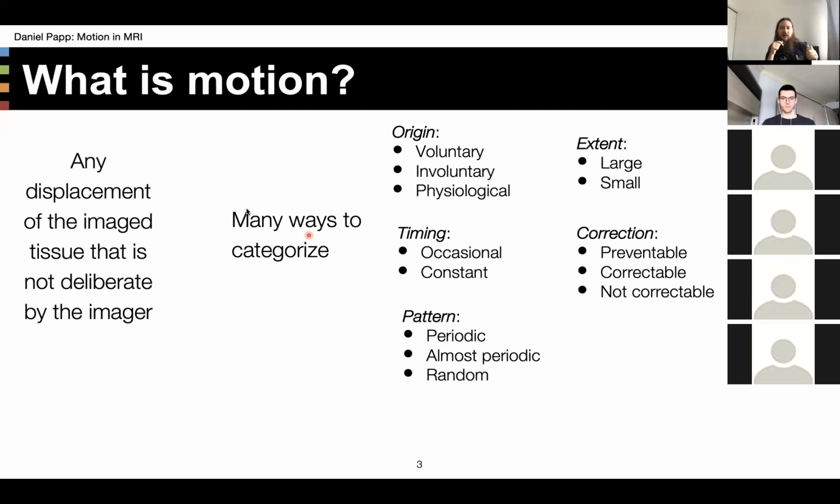So for example, if you have somebody in there with a movement disorder and they do a jerk, that's something that's involuntary, occasional, random, usually large, ideally preventable, but hopefully correctable. If you have, for example, heartbeat, then you will have a physiological, constant, periodic, small, and most of the time not correctable flow artifact somewhere in your image. And then basically any motion you can come up with will fall somewhere between those two extremes.